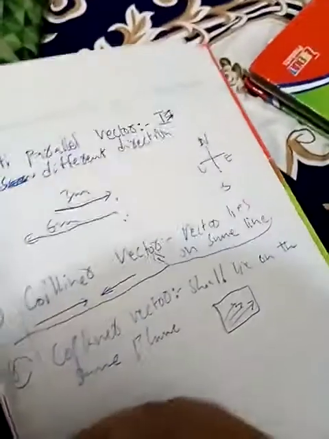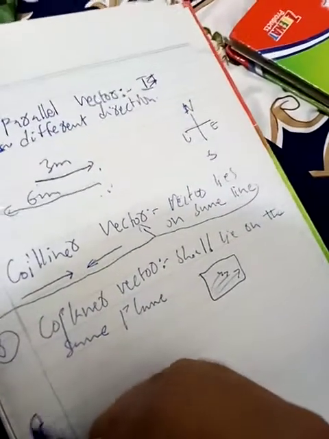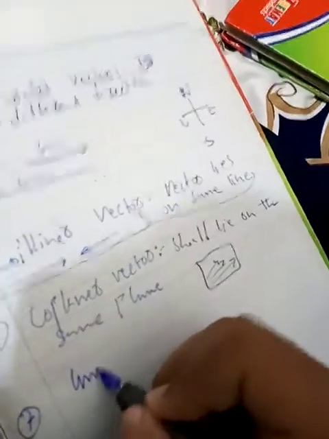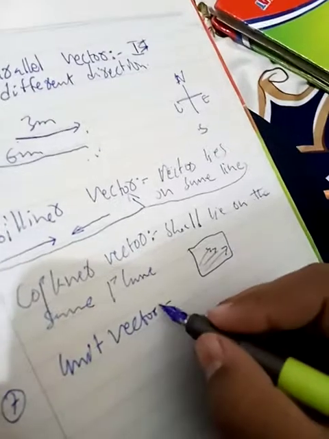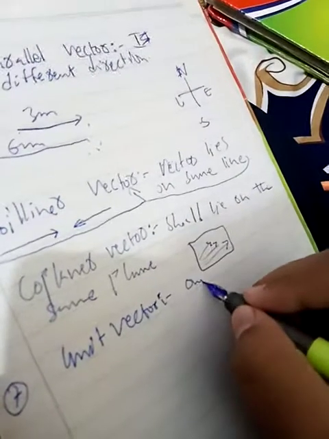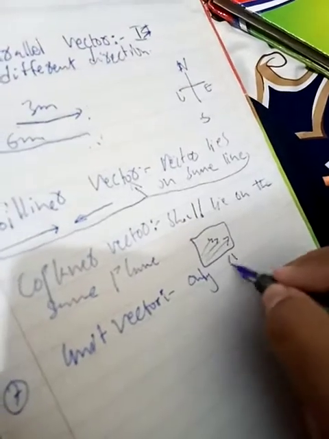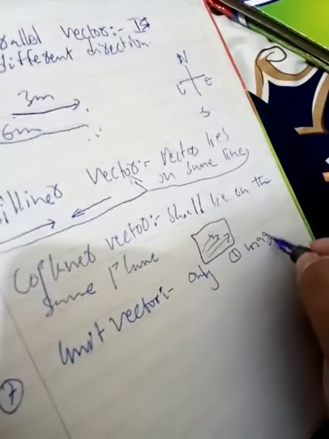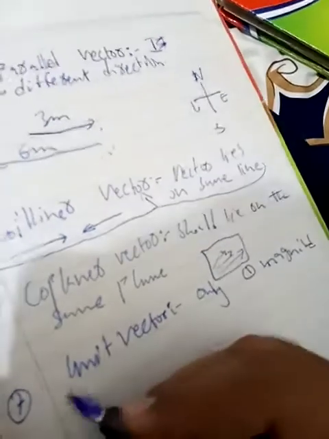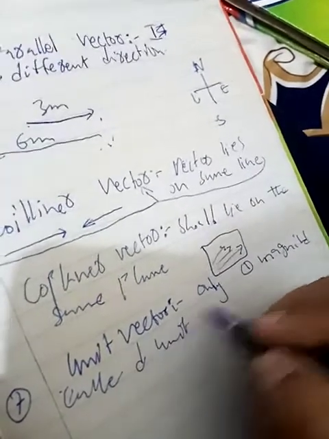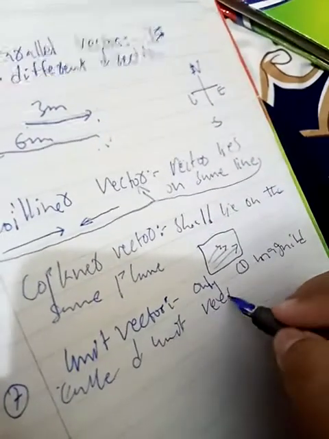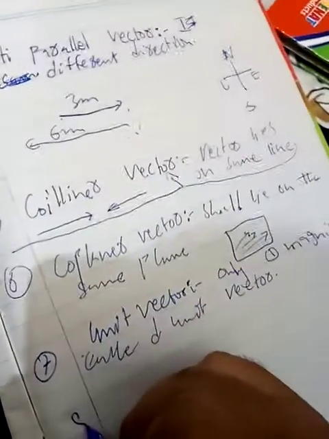Now the 7th type is unit vector. All vectors having only one magnitude are called unit vectors. The direction may be the same or different, it does not depend, but having only one magnitude makes it a unit vector.